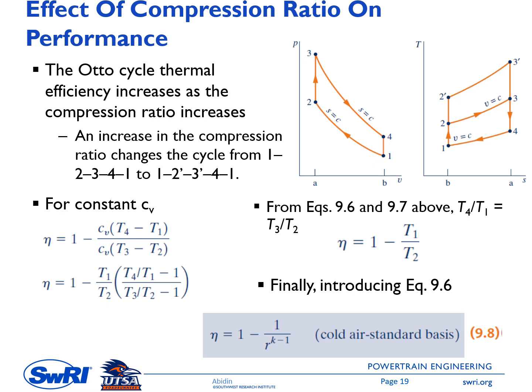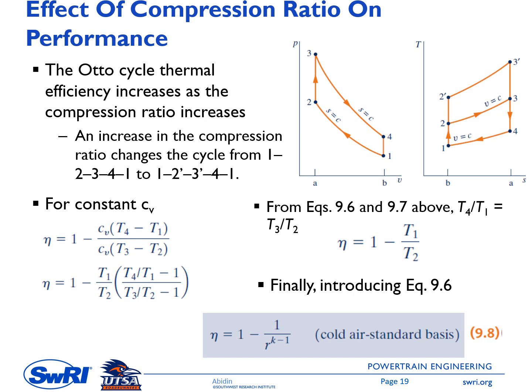The next one is looking at the effect of compression ratio on performance. For those of you who love automotive, you might know that increasing compression ratio improves the engine efficiency or the fuel economy. In daily speaking, it's called mileage per gallon for a car. So a higher compression ratio improves the mileage per gallon of your car. The Otto cycle thermal efficiency increases as the compression ratio increases. You can see it in the PV and TS diagram here.